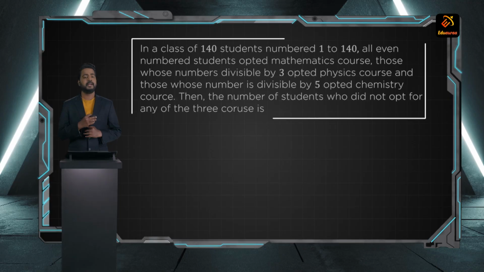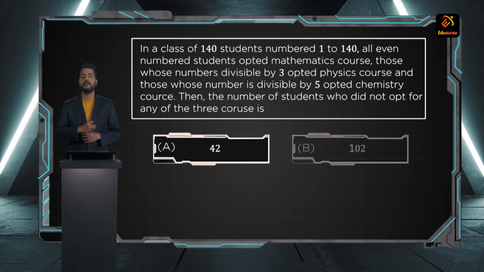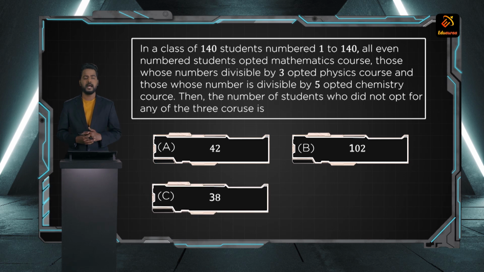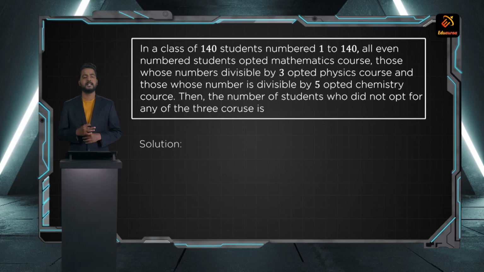Next question is: in a class of 140 students numbered 1 to 140, all even numbered students opted for mathematics course. Those whose number is divisible by 3 opted for physics course, and those whose number is divisible by 5 opted for chemistry course. Then the number of students who did not opt for any of the 3 courses is: option A 42, B 102, C 38 and D 1. This question came in JEE Main 2019.